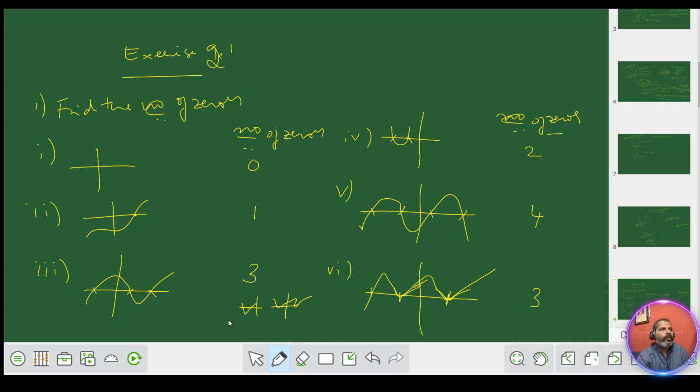So the number of zeros is nothing but basically the x-axis intersecting points of a graph. Clear? A zero is nothing but a solution of the variable which satisfies the equation. Okay, thank you.